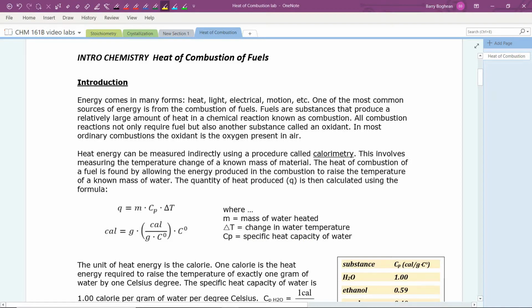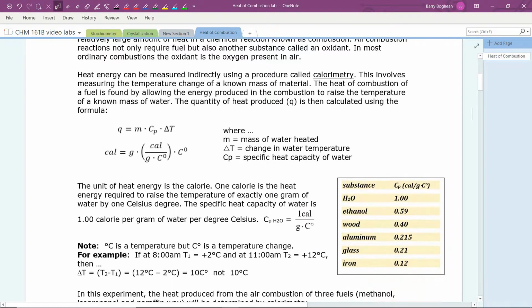Take a look at this table of specific heat capacities of some common substances. The units are calories to raise 1 gram of water 1 Celsius degree, hence calories per gram per Celsius degree. Water has one of the highest heat capacities of any substance. It's considerably higher than other liquids and many solids. Look, for example, at aluminum. The heat capacity is only about a fifth of that of water.